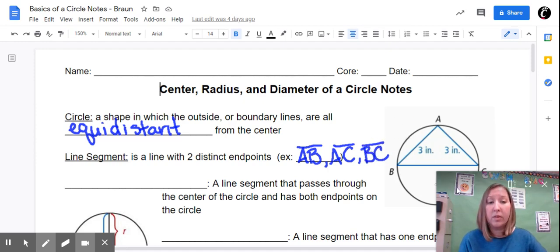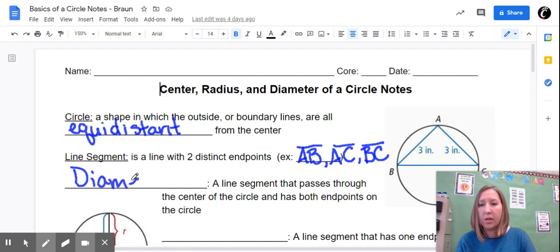We could write these backwards. So we could write them as BA, CA, or CB. It doesn't really matter which order, as long as you name both endpoints and you write it with a line above it. Okay, so then our next vocabulary word that we're going to talk about is something called diameter.